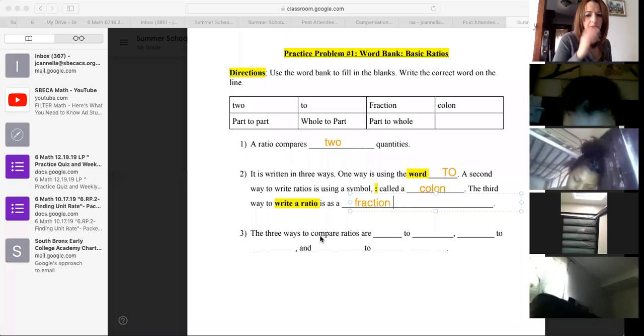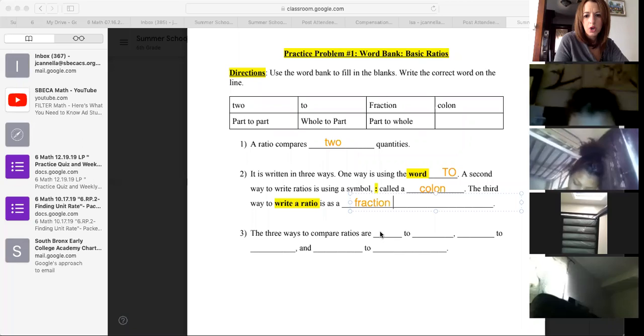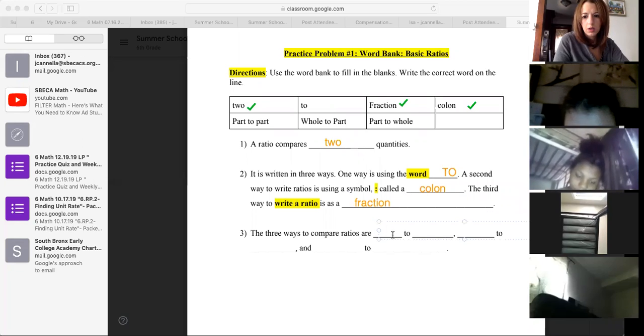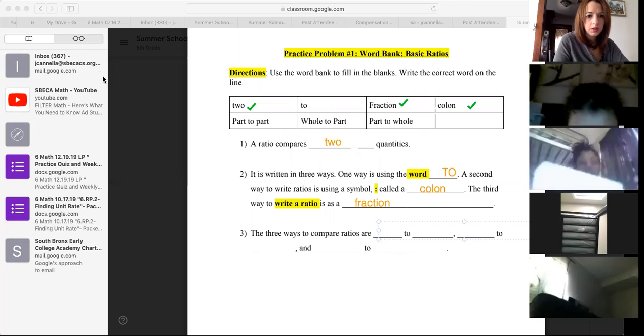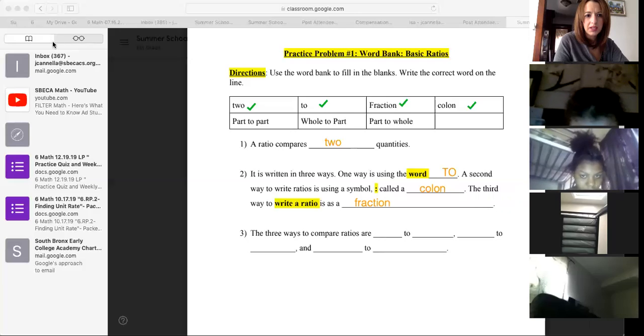Now, there are 3 ways to compare ratios, and Amanda read them. They're on page 1 on the chart. Blank to blank. Look at the word bank. So I'm going to check off what we used so you know. Anything in green is what we used already. So what to what? We have 3. How do we write a ratio? Comparing it, blank to blank.